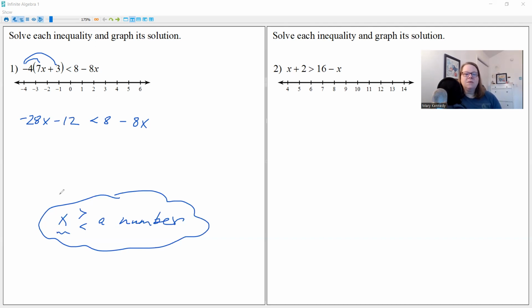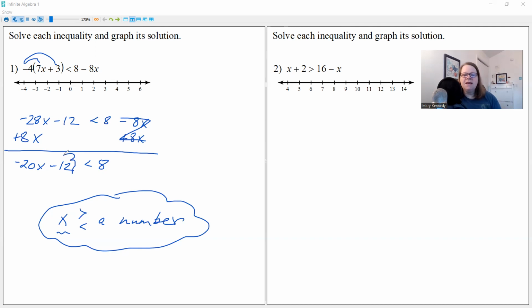So if I need x to be on the left side, then this x needs to go over here. The only way to move it across is to make it 0 on that side and add it to the other side. If it's -8x, then I need to add 8x to both sides because -8 plus 8 is 0. That gets rid of it on the right. So -28 plus 8 is -20, and those are x's. And then I have -12 less than 8. Okay, so I'm getting closer.